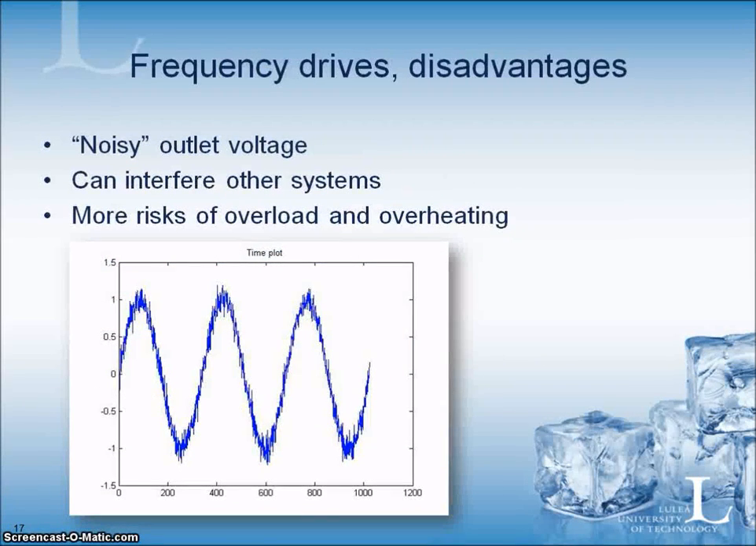There are some disadvantages with frequency drives. It might give you a noisy output voltage, and therefore it can interfere with other systems or condition monitoring systems. And it also gives you more risk for overload and overheating. If you use the frequency drive to power the motor at very slow rotational speed, you might lose the cooling effect of the fan. That's not the case if you have a mechanical transmission instead to reduce the RPM on the output shaft, because then the motor will instead have a higher RPM.